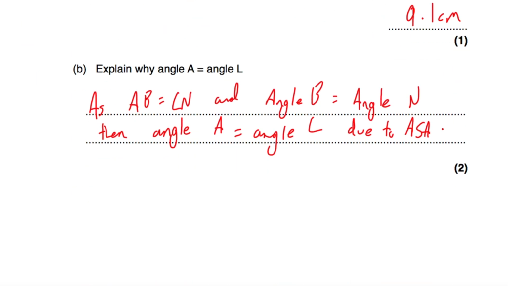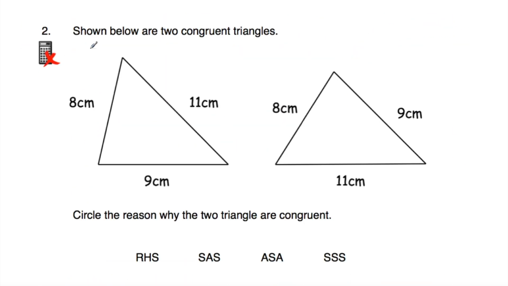Okay, let's look at our next question, question number two. We've been given two congruent triangles, and we've been asked to circle the reason why these two triangles are congruent. Here the lengths of the sides are labelled: 8 centimeters, 9 centimeters, and 11 centimeters. And again here we've got 8 centimeters, 9 centimeters, and 11 centimeters. So all three sides are equal to each other, so that will be side, side, side.